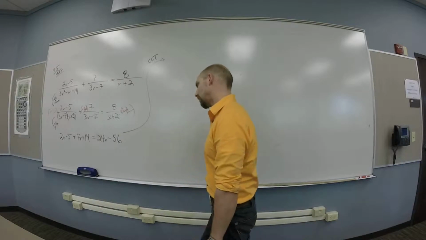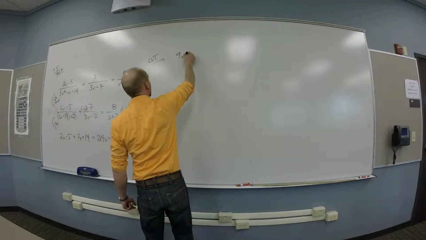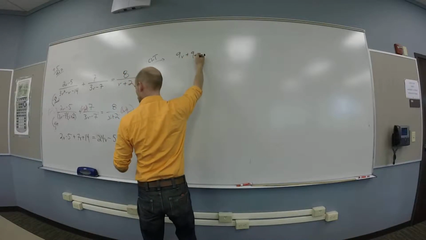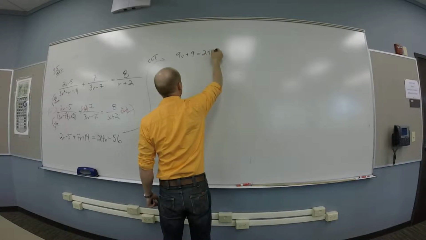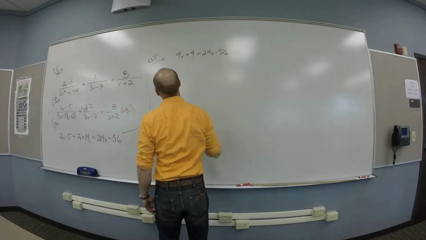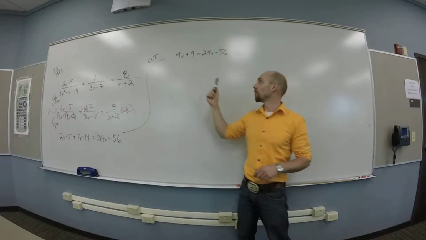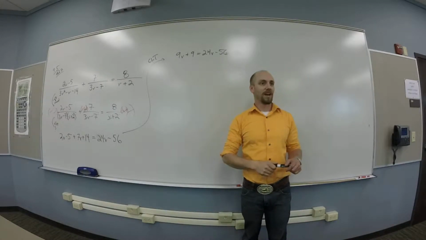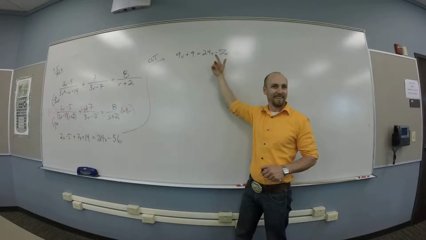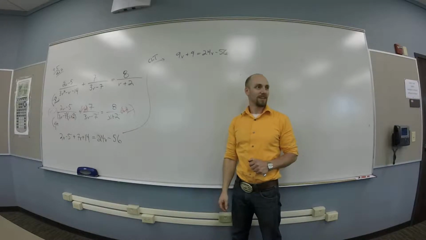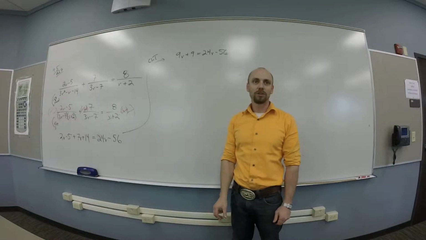Okay, so if I combine like terms, 9v plus 9 equals 24v minus 56. From a function standpoint, what are these? Lines. This is asking when does this line hit this line. You guys see that? Okay, so how do I find out where these two lines hit?